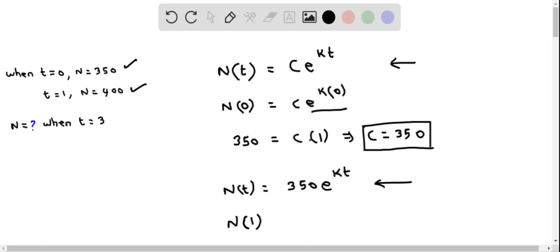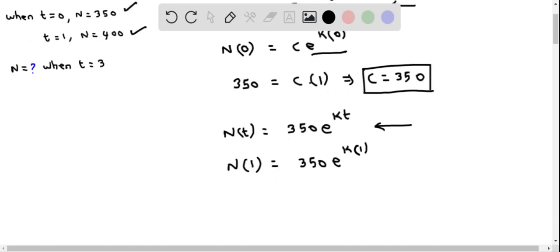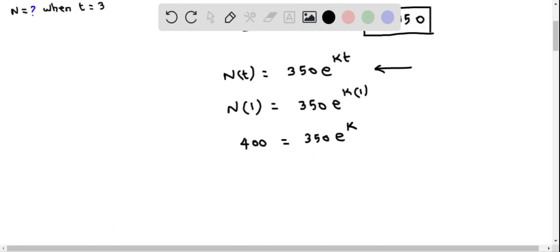It becomes n of 1. This equals 350 times e raised to the power of k times, replace t by 1, becomes k times 1. Now n of 1 equals 400. So I write 400 equals 350 e raised to the power of k times 1 is k. Now divide both sides by 350. So we get 400 over 350. This equals e raised to the power of k.